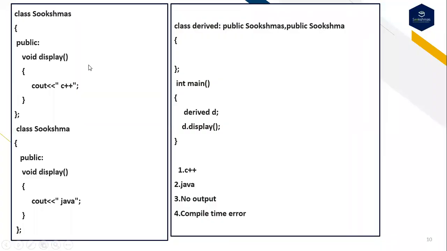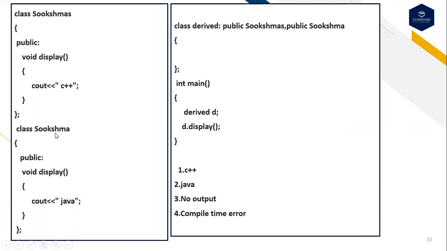This is the next question. This question also belongs to the concept called C++. The concept name is ambiguity in multiple inheritance. In class Sookshmas, here we have a function called display. Here I'm trying to display C++.